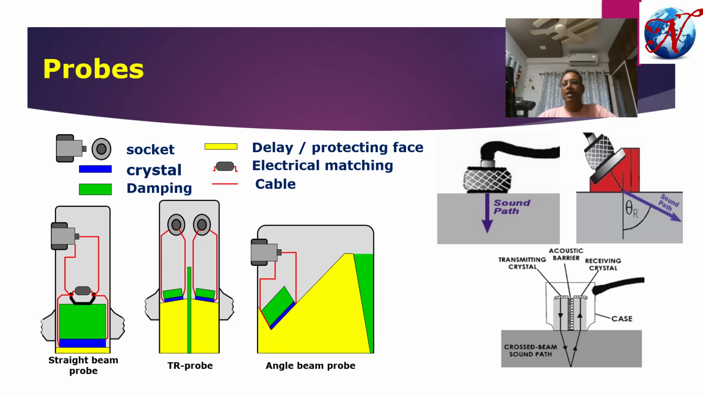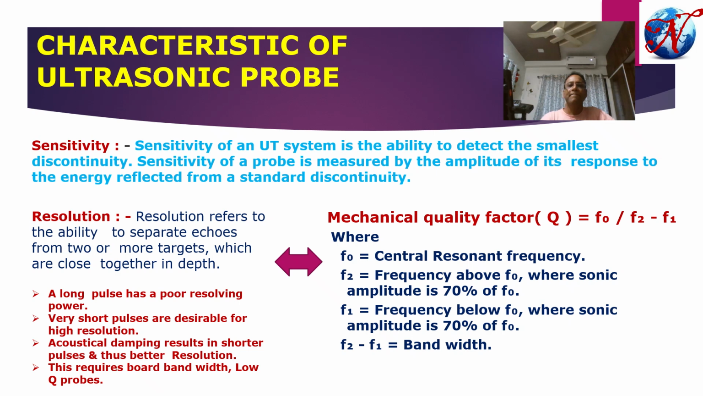But the same probe, if it is made for a 45 degree refracted angle in steel, and we place it on aluminium or any material other than steel, the refracted angle will definitely change. So for 45 degrees in steel, we can calculate the incident angle of the piezoelectric crystal, and according to that incident angle and the velocity of aluminium, we can calculate the refracted angle in the aluminium itself.